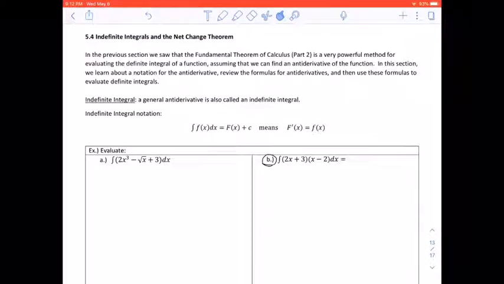We're in section 5.4, indefinite integrals and the net change theorem. In the previous section, we saw that the fundamental theorem of calculus part 2 is a very powerful method for evaluating the definite integral of a function, assuming that we can find an antiderivative of the function. In this section, we learn about a notation for the antiderivative, review the formulas for antiderivatives, and then use these formulas to evaluate definite integrals.